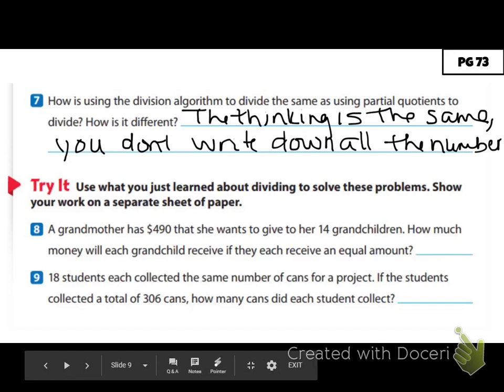And then number 9, 18 students each collected the same number of cans for a project. If the students collected a total of 306 cans, how many cans did each student collect? So, work these out, take a moment, and then you can come back and check your answers. So please pause the video.